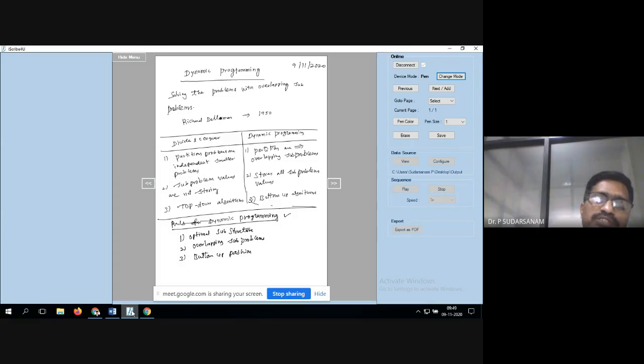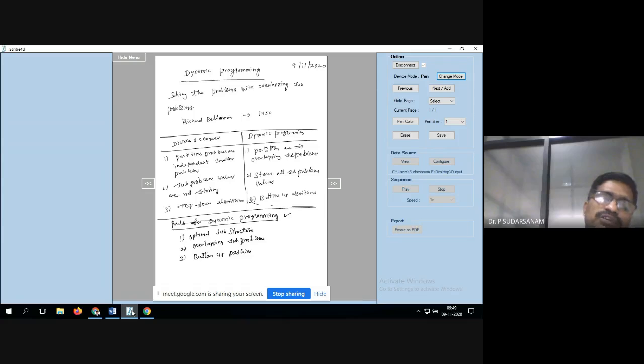Now the bottom-up approach is nothing but this: you need some of the last values for the destination. For that, you will be going to the previous problem, previous problem, previous problem, so you come to the starting point. So one more problem will be solved as you go, and finally you will get the answer. That is the bottom-up approach.